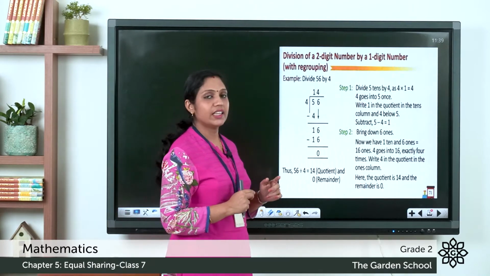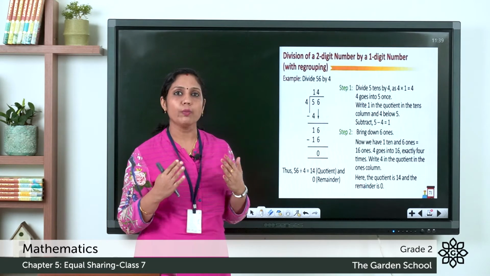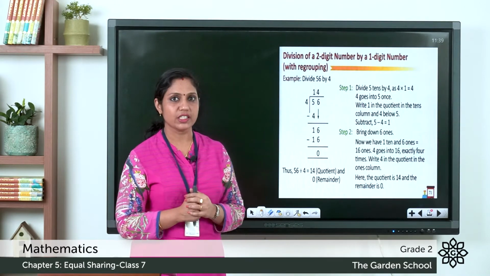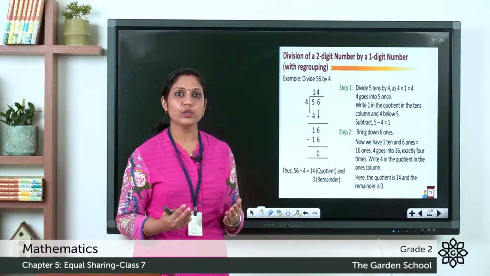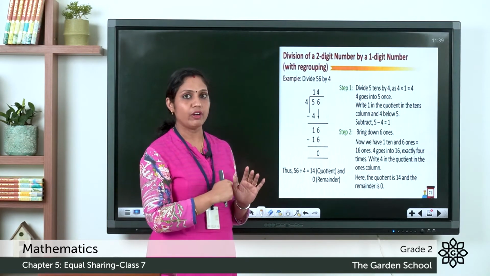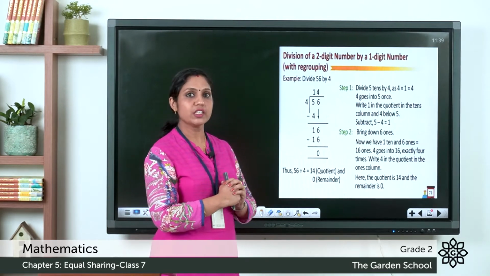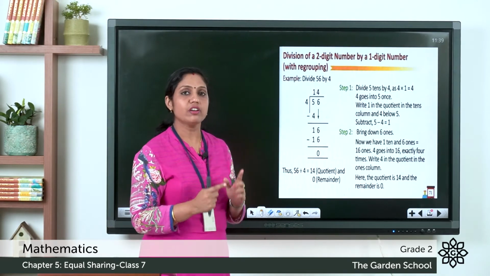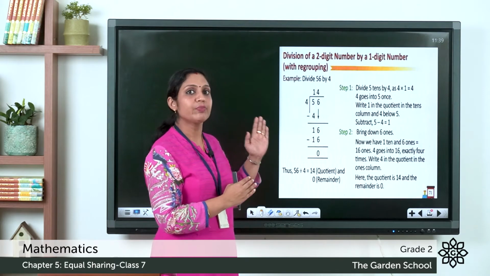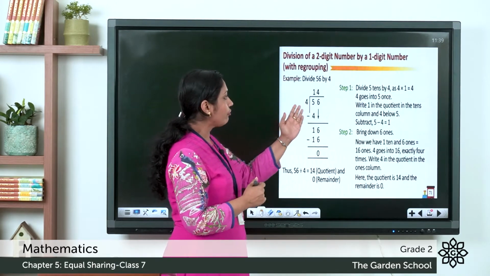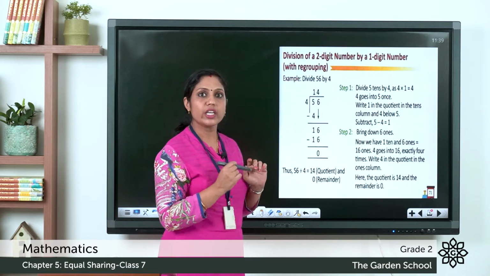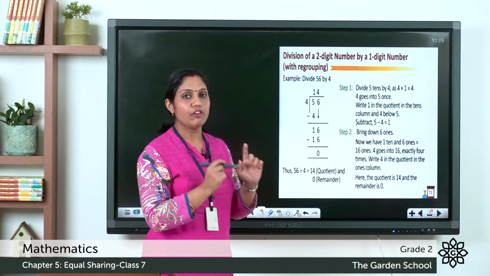But do you think you get the number 56 in the table of 4? No. So what should you do? We will take the numbers one by one. So which number should we take first? Should we move from the ones place or from the tens place? For division, we should always start from the left side. So here we have 56, that is 6 ones and 5 tens. So here we have to start from the number 5.